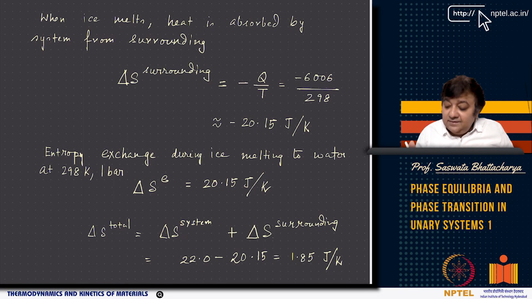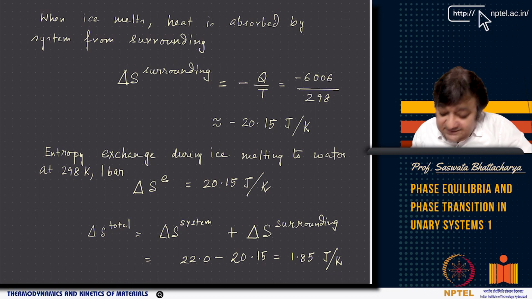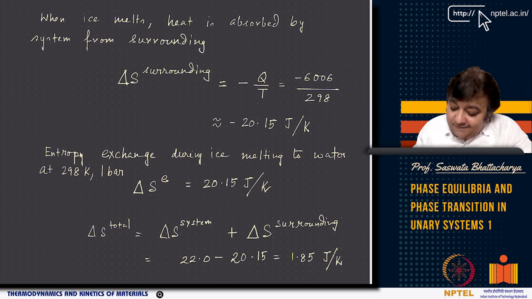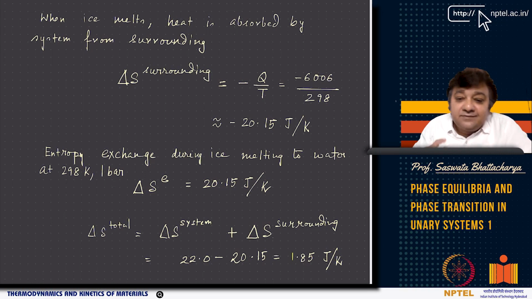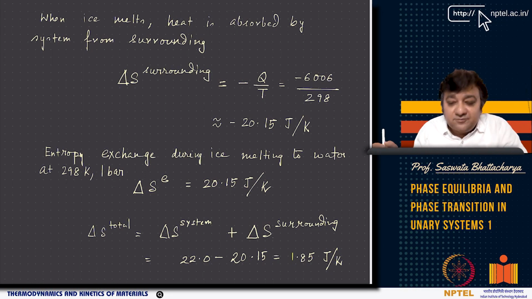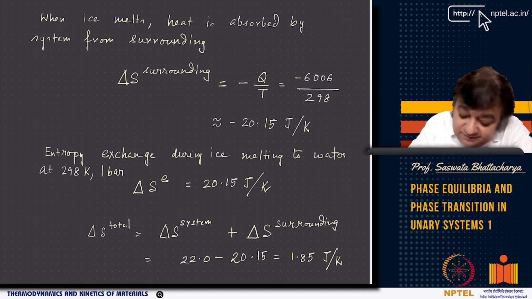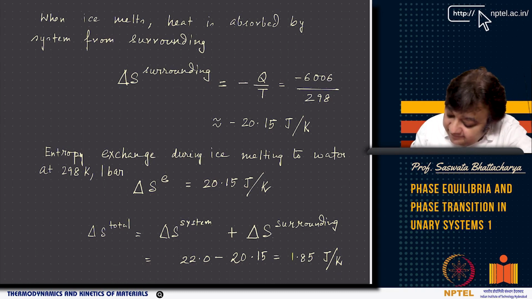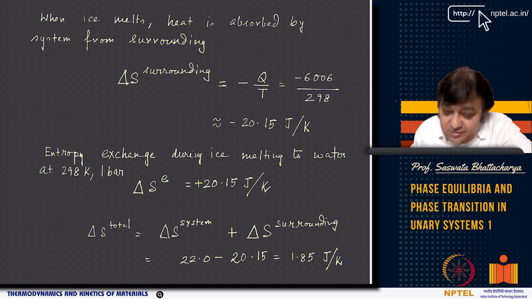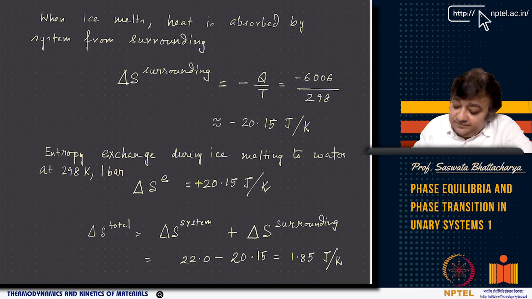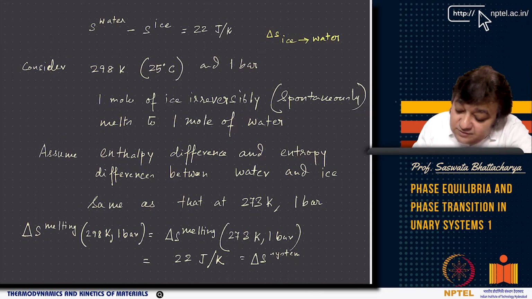Now delta S total is basically delta S system, but delta S system, remember, has something called delta SE, that is the amount of entropy that is to be transferred for ice melting to water, and that amount of entropy is exchanged between the system and the surrounding. Delta S surrounding and delta SE inside the system, basically they have to add up to 0, right. So if it is minus 20.15, then there will be plus 20.15. But you see delta S system is slightly more than delta SE, because delta S system is given as 22, right, it is 22 joules per Kelvin.